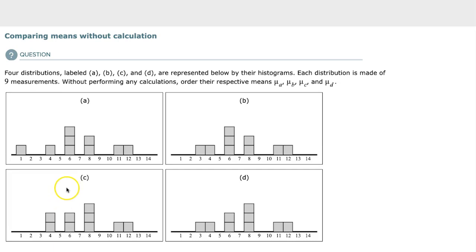And as some students are going back to improve their tests or their homework score in ALEKS, this comparing means without calculation question's coming up. And we had a question that kind of looked like this that had to do with standard deviation, but this one is actually comparing means.